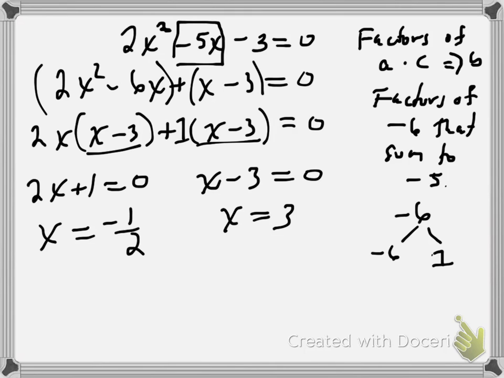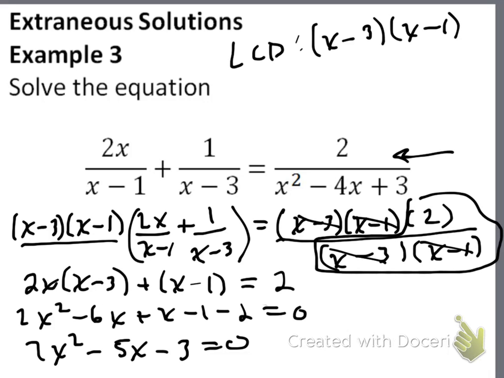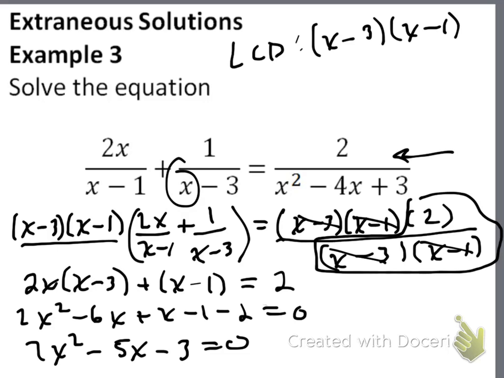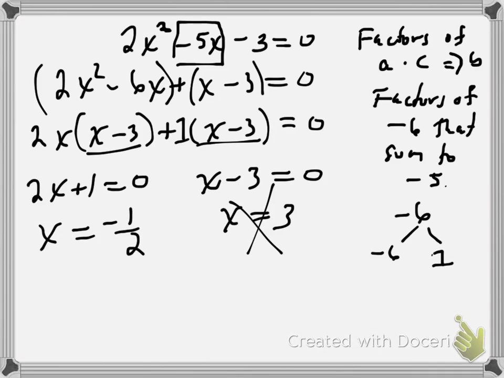All right, and so we want to check for extraneous solutions. So let's check x equaling 3. Now, if I plug in 3 for x here, notice that I'm going to be dividing by 0. All right, no, we can't do that. So x equaling 3, that's going to be an extraneous solution. And if you were to plug in x equaling negative 1/2 into this, all right, you would see that this would be a solution. So x equaling negative 1/2 is my solution. x equaling 3 is the extraneous solution.